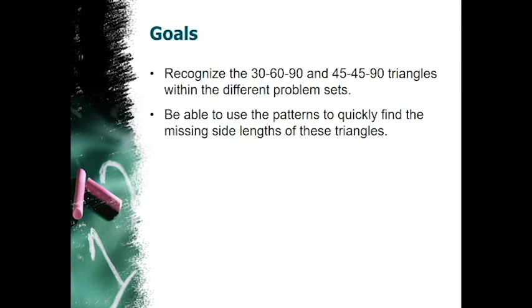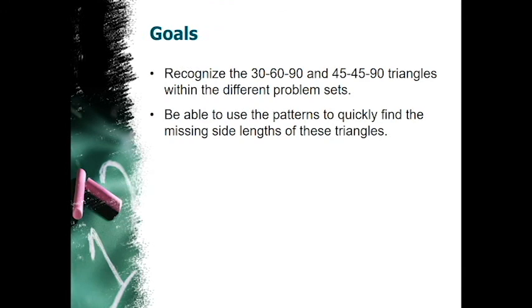Our goal during this lesson was simply to recognize the 30, 60, 90 triangles and the 45, 45, 90 triangles within the different problem sets. But more importantly, once we do recognize those, we want to be able to use the patterns to quickly find the missing side lengths of these triangles. In my demonstrations here, I went through in extreme detail how to find the missing values. We do not want these problems to take as long as what I demonstrated in these examples.